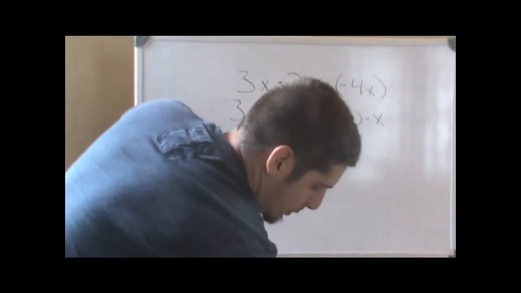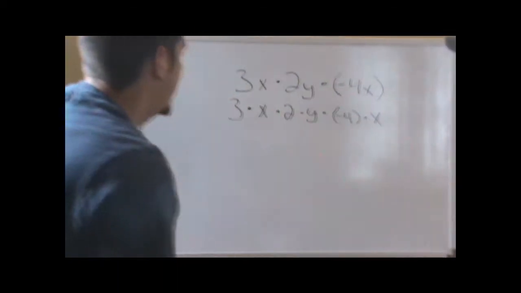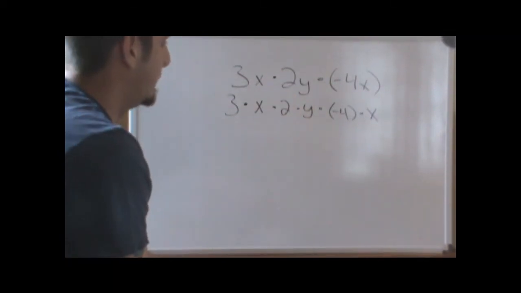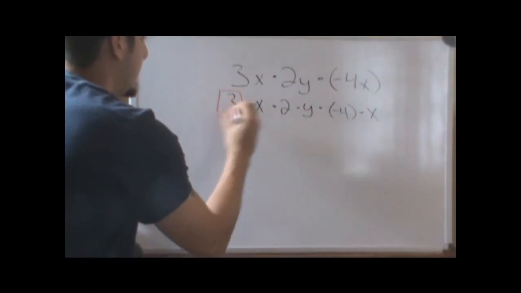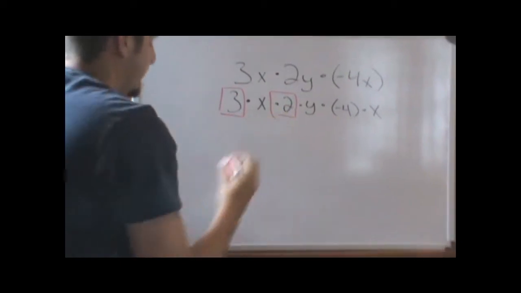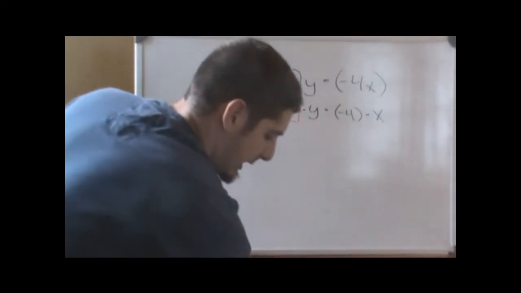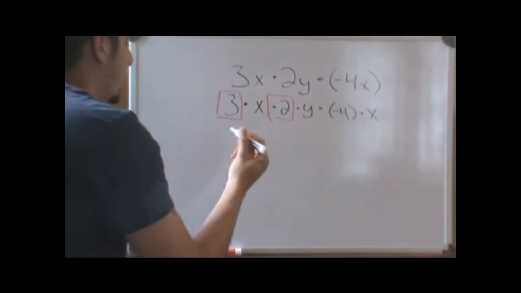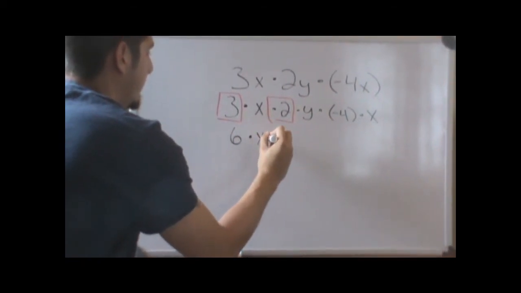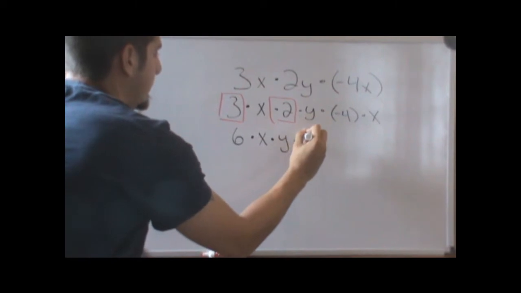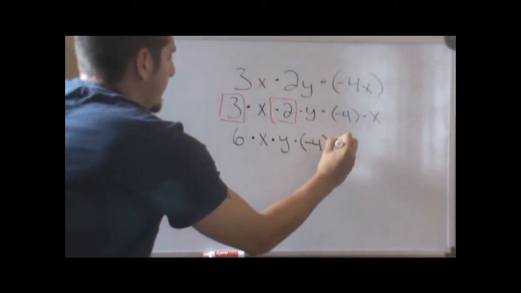So once again, I'm left with a bunch of letters and a bunch of numbers being multiplied together. So I'm going to start by multiplying the numbers together. I'm going to do 3 times 2, and by doing that, I'll get an answer of 6. And I still have a times x times y times negative 4 times x.